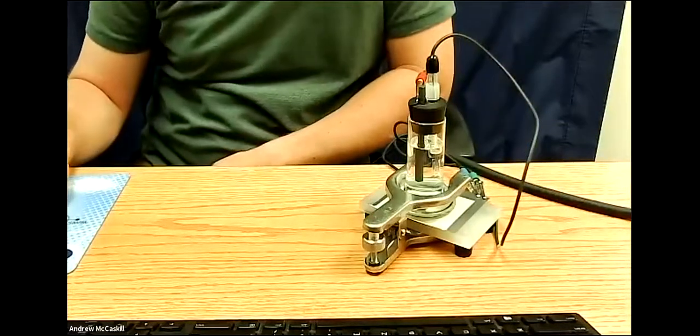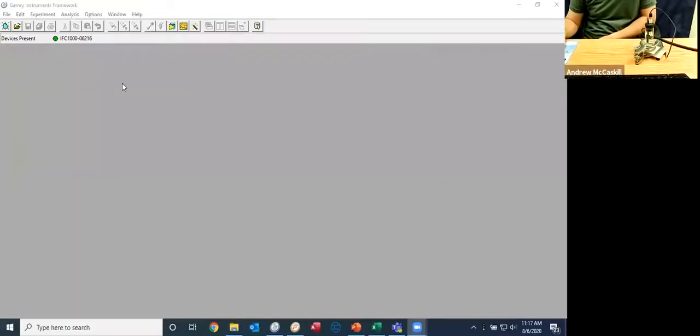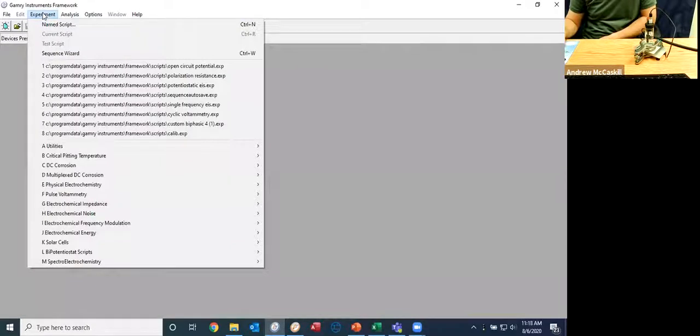Okay, let's go back to framework. Framework is where we run our experiments from. I believe everybody should see the Gamry framework screen right here. It shows the potentiostat that we're connected to, and we're going to run experiments.